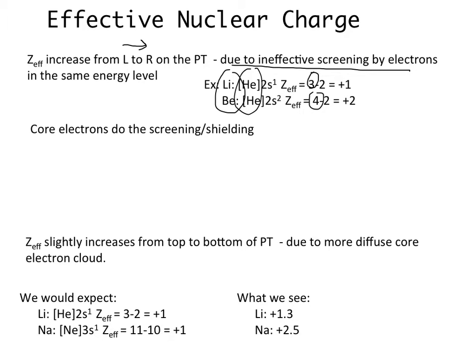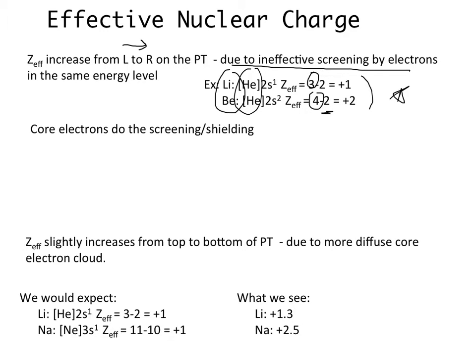Lithium and beryllium both have the same number of core electrons, so the shielding that is being done is basically equivalent. So when we end up doing our Z effective calculation, that shows that our beryllium is going to have a stronger pull on its electrons that are on that outer shell. So we would expect some trends to correspond to this type of pull.